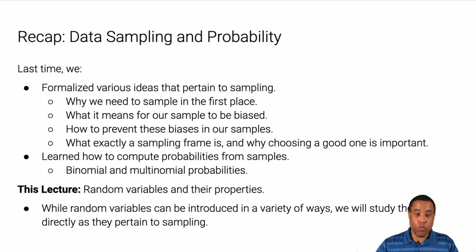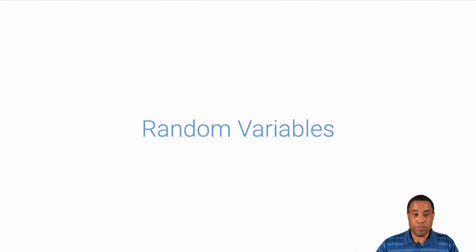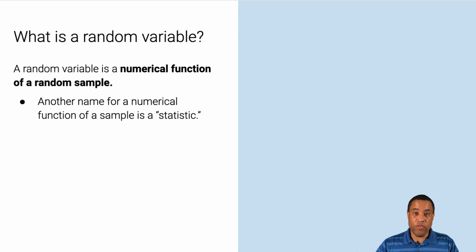Now there are many different ways that we could introduce random variables, but we're going to study them directly as they relate to sampling. So what is a random variable? A random variable formally is defined as a numerical function of a random sample. Now you might recall from Data 8 that a numerical function of a sample is a statistic. So a random variable, another way of referring to it, is as a statistic.